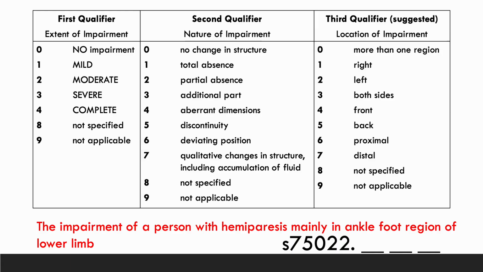So just based on our example, S75022.222, this is going to be our first, second, and third qualifiers. And that's going to be based on the impairment of a person with hemiparesis, mainly in the ankle or foot region of a lower limb.